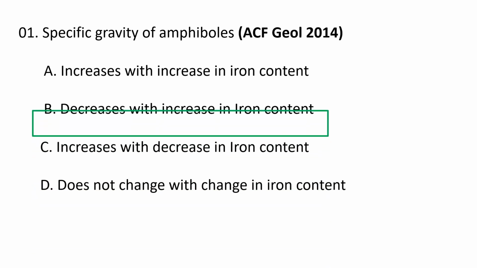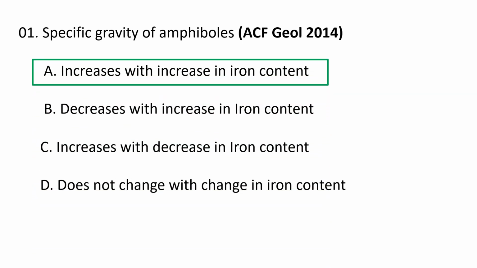Specific gravity of amphiboles increases with increase in iron content. The specific gravity values of amphiboles range from 2.9 to 3.6 and this increases with increase in iron content. A is the correct option.